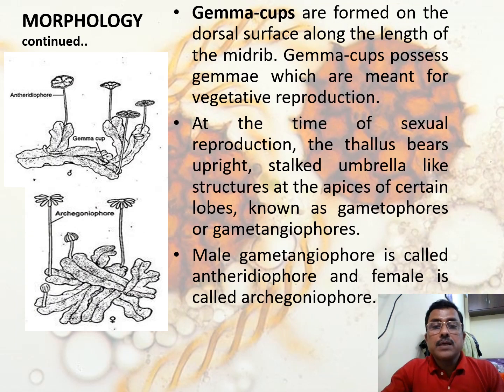The dorsal surface of the thallus possesses some gemma cups. So gemma cups are cup-like structures which possess inside some vegetative reproductive structures known as gemmae. And on the dorsal side, there are some other structures also meant for sexual reproduction. The structures are known as gametophores or gametangiophores. The male gametangiophore is called the antheridiophore, and the female gametangiophore is called the archegoniophore.